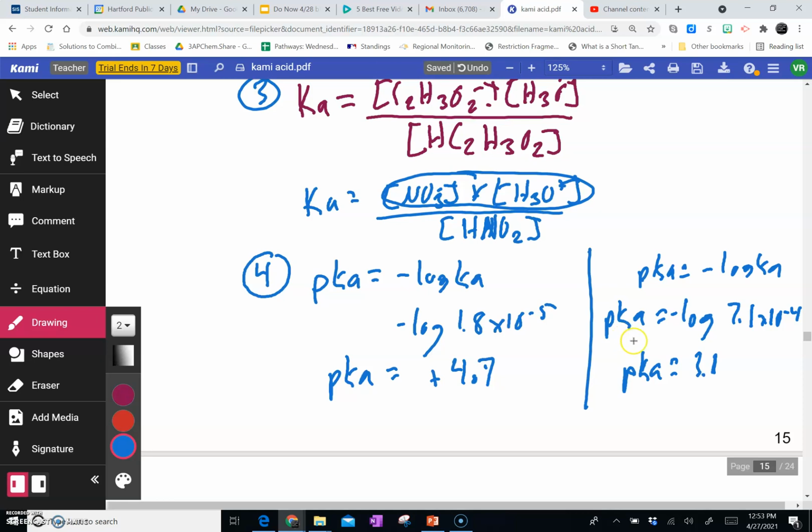So notice that a substance that is a stronger acid has a lower pKa, which is always confusing to people. But the numbers are nicer to deal with. So again, the lower the pKa, the stronger the acid, which is the opposite of Ka, but again, we like to deal with pKa's because they're nicer numbers than the ones in scientific notation.